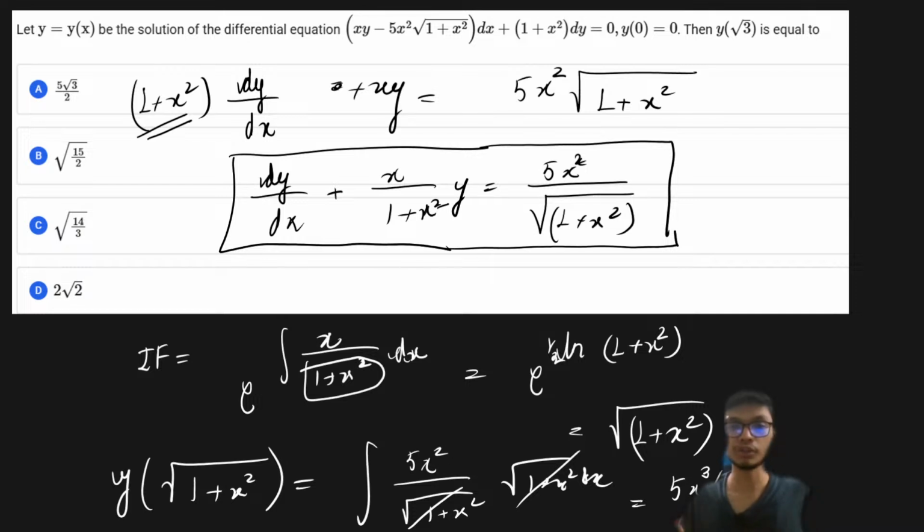Right. So we got the solution of the differential equation, and we just need to put in the values. Y at x equal to 0 is 0. So from there you will get the value of the constant is equal to 0.